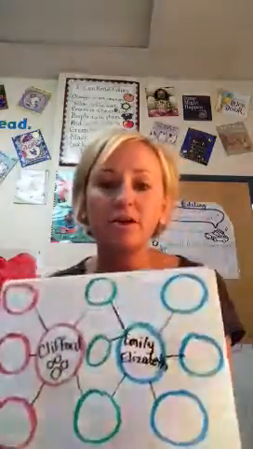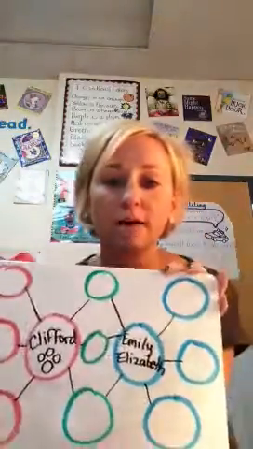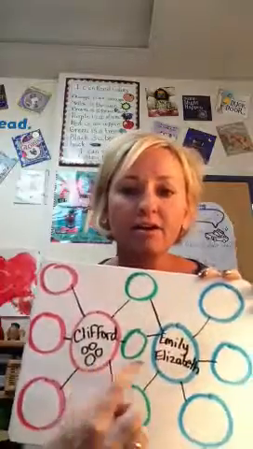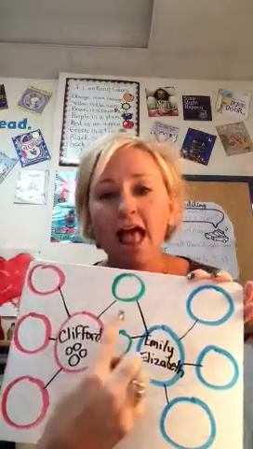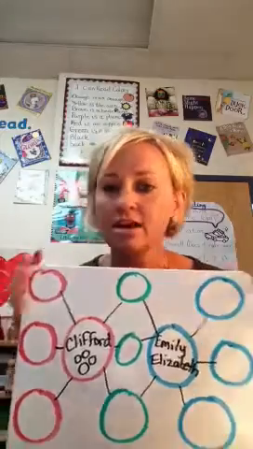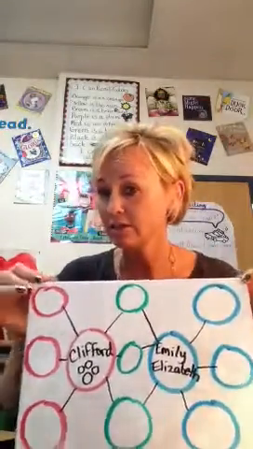So for example, they'll compare and contrast using what we call a double bubble thinking map. They write the characters' names in the middle, and then they compare what's similar and what's different between the two characters in the stories.